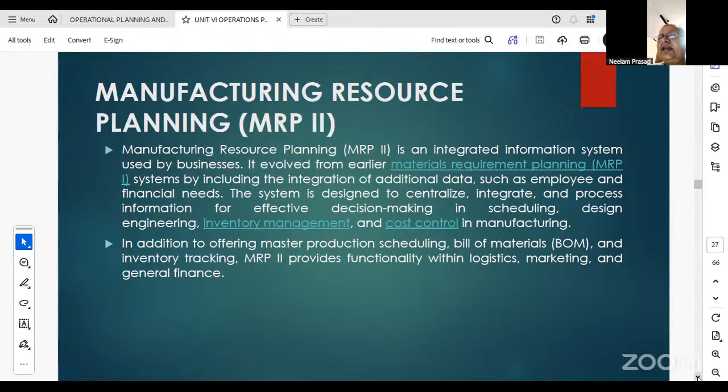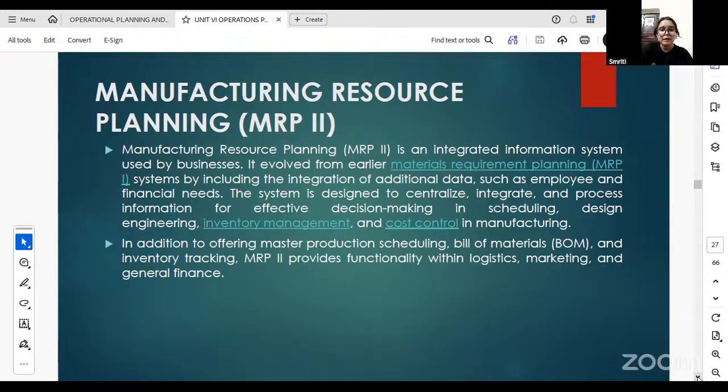Now we have the second, MRP2. Manufacturing Resources Planning (MRP2) is an integrated information system used by businesses. It evolved from earlier materials requirement planning one systems by including the integration of additional data such as employee and financial needs. The system is designed to centralize, integrate, and process information for effective decision-making in scheduling, design, engineering, inventory management, and cost control in manufacturing.